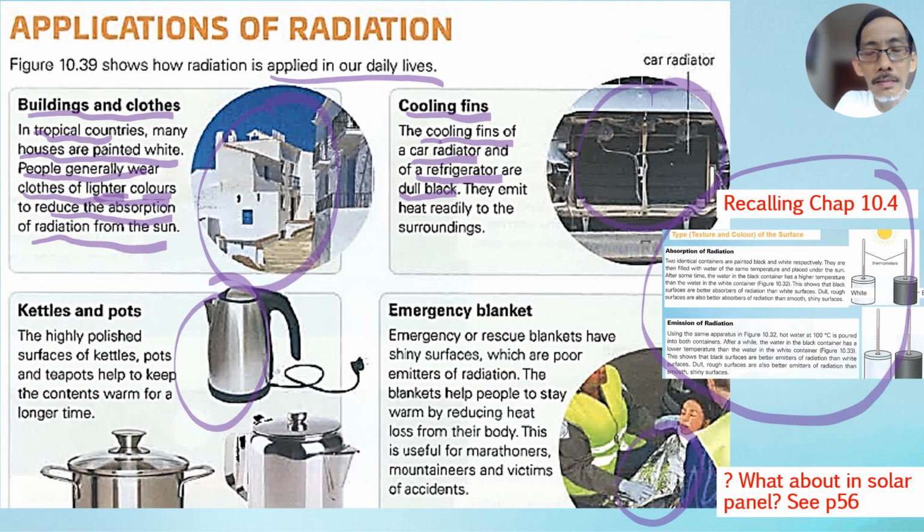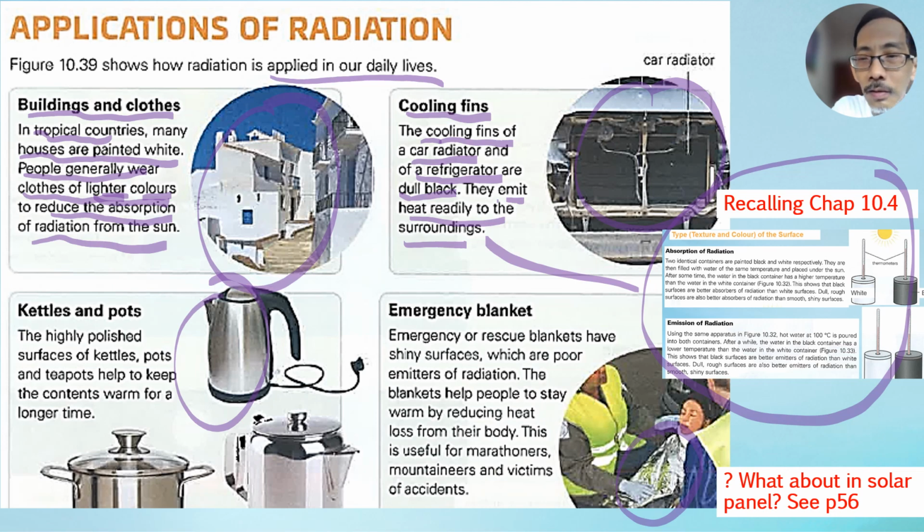So black, what do you remember? What do you remember in the experiment that you have seen earlier? Black is a good emitter of radiation. So we want the heat to be released or given off as fast as possible. So that's why this application uses black color, dull surfaces.